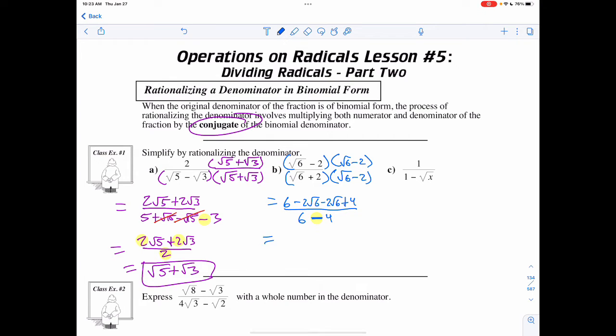I'm going to combine the like terms on the top. So if I have 6 and 4, I have 10. And negative 2 and negative 2 gives me negative 4 root 6s. And it's all going to be divided by 2. They have a common factor of 2. So I'm going to divide that 2 out to get 5 minus 2 root 6. And there's my final answer.